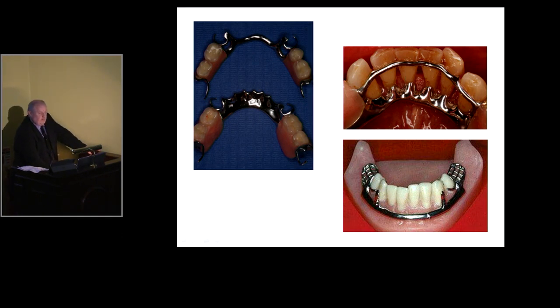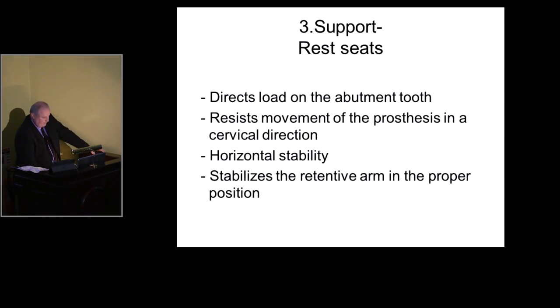Labial bar. When would you use a labial bar? You'd use a labial bar if the lower anteriors are very retroclined and you're not able to get your major connector in. So we spoke about a swing lock in the upper when they're proclined. We talk about a labial bar when they're retroclined in the lower. Support, rest seats. Very, very important. In Kennedy 3s, the rest seat is put adjacent to the edentulous space. In Kennedy 2s or Kennedy 1s, the rest seat is put mesially.